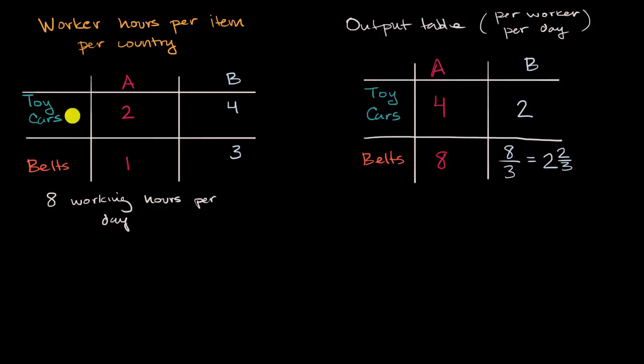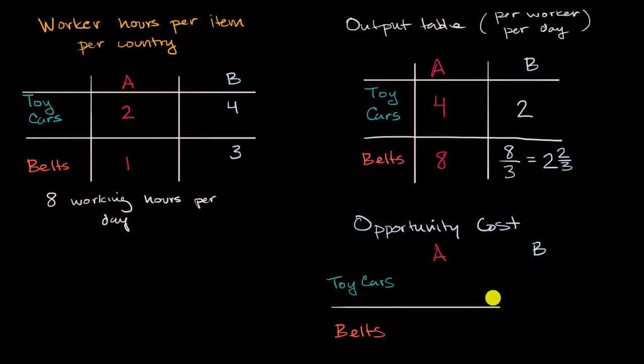So as you can see, we can easily translate between the input world and the output world, and then we could use this to calculate opportunity cost. So let's do that. Let me write opportunity cost, and I'll make another table here. So country A, country B, and then I have the toy cars, and then I have the belts. Let me do the belts in that orange color. I have the belts, and then let me set up my table.